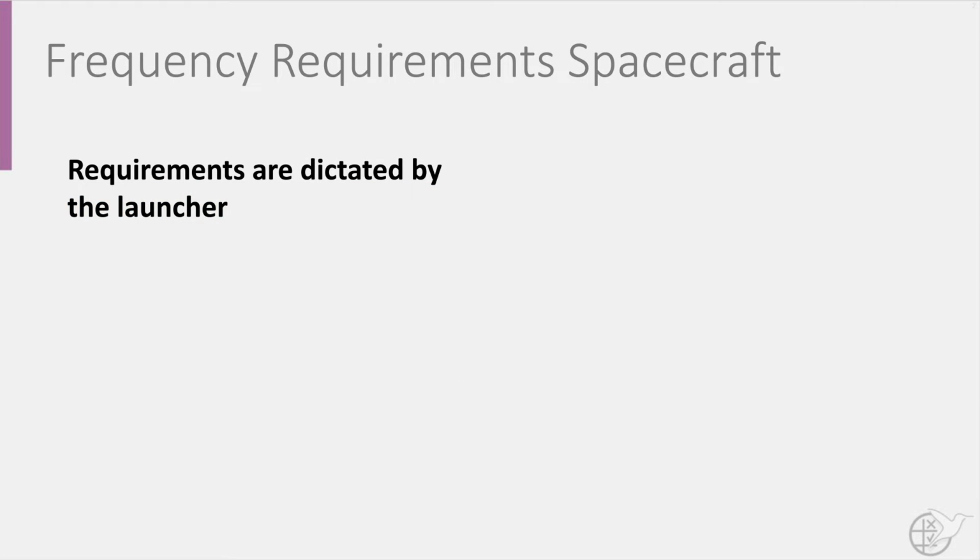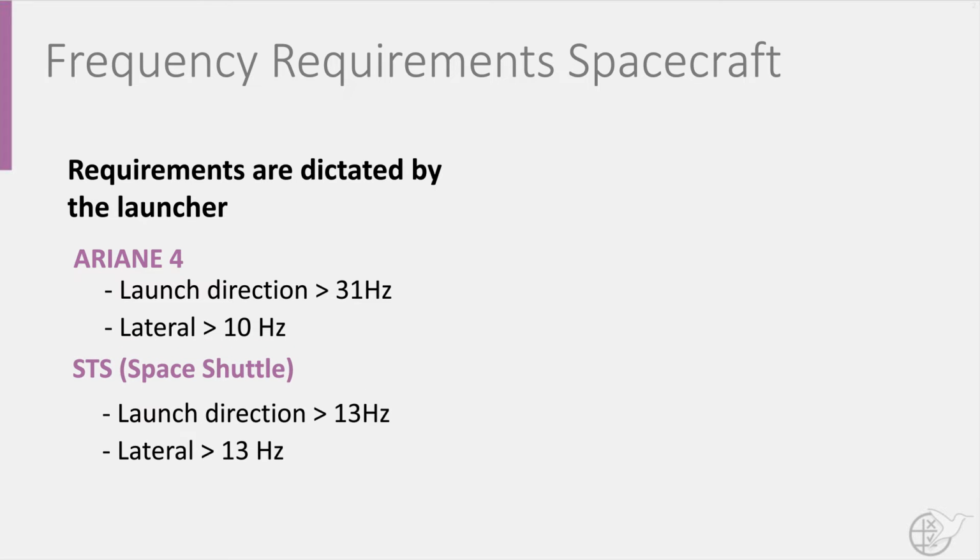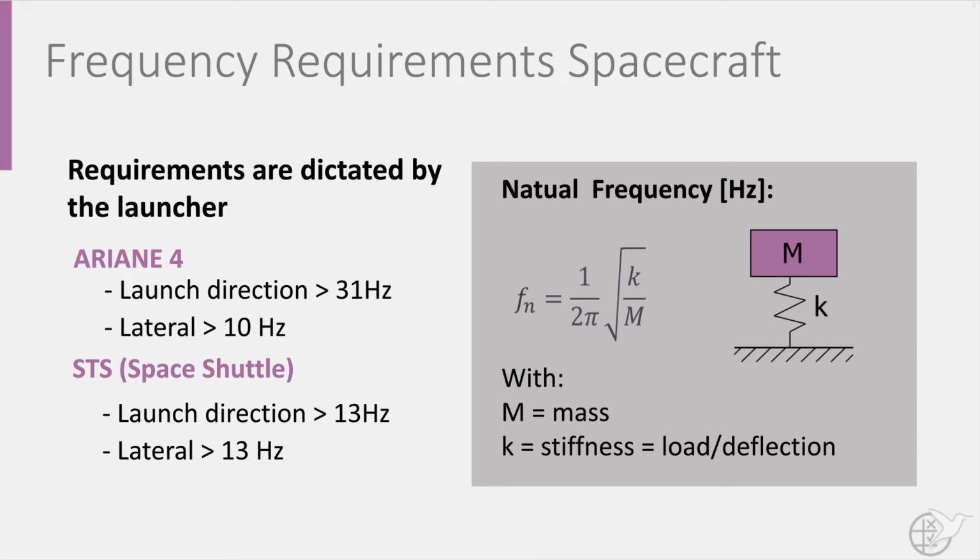One of the requirements specified are the natural frequencies in axial and lateral direction. For example, the minimum natural frequency of the Ariane 4 launcher is 31 Hz in launch direction and 10 Hz in lateral direction. For the space shuttle, they each are 13 Hz, for instance. The natural frequency of an object with mass m can be defined as 1 over 2 pi times the square root of the stiffness k over the mass m, with the stiffness k equal to load over deflection.